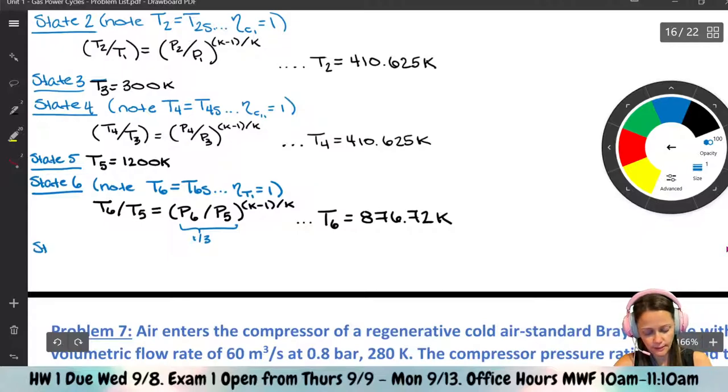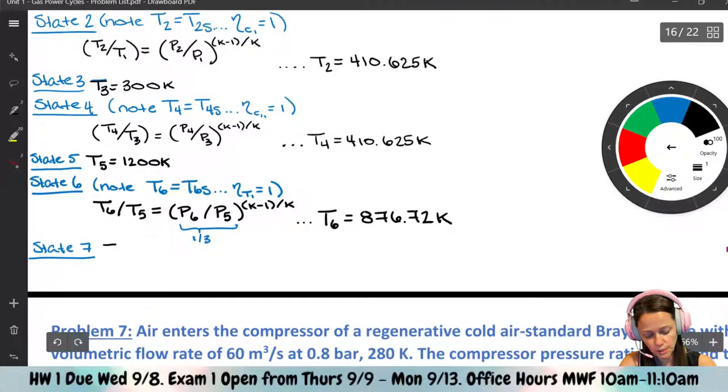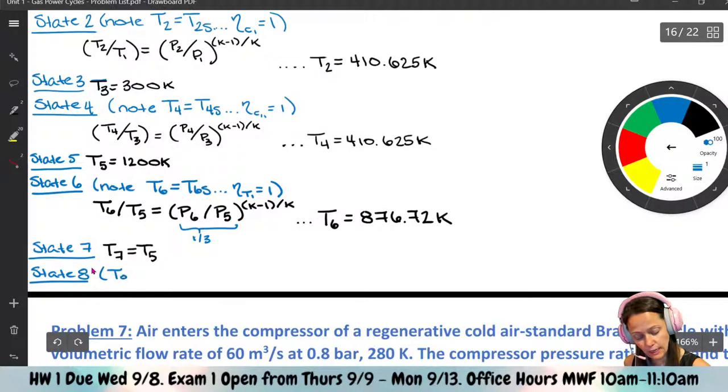All right. State 7, which is the inlet to the next turbine, the second stage turbine, that's given to us. T7 is equal to T5. It's 1200 Kelvin. And so state 8 is the second stage turbine. And so I can apply an isentropic relationship because, once again, T8 and T8s are the same, so I don't have two different things to calculate there.